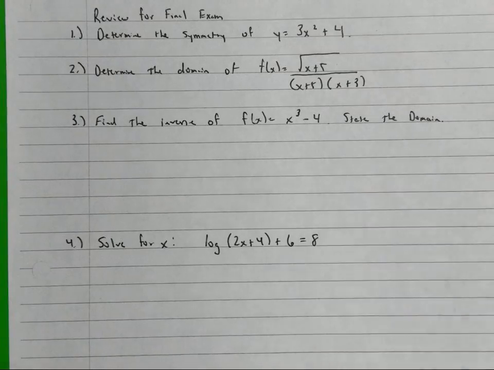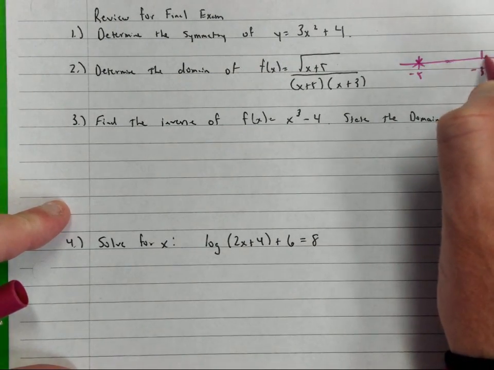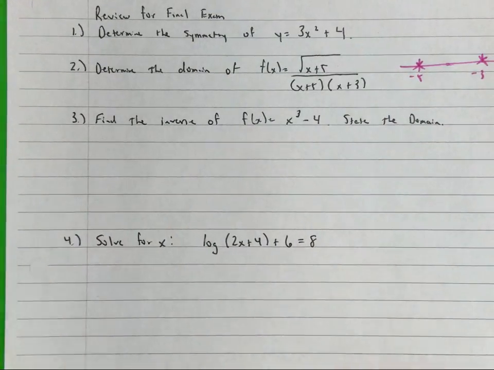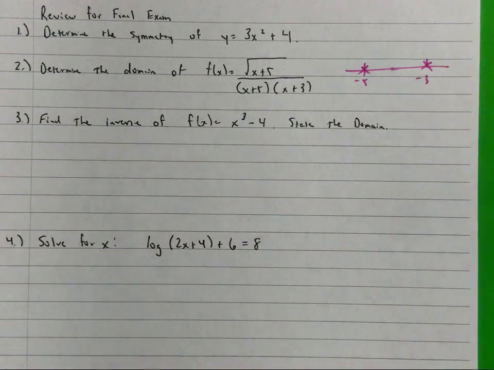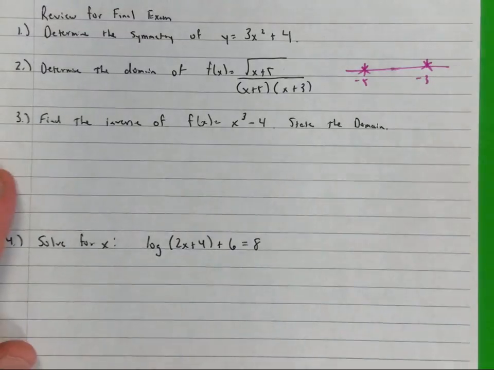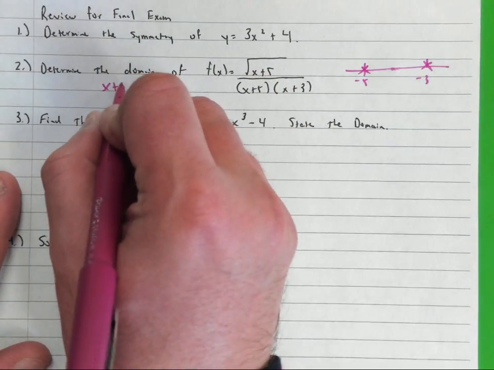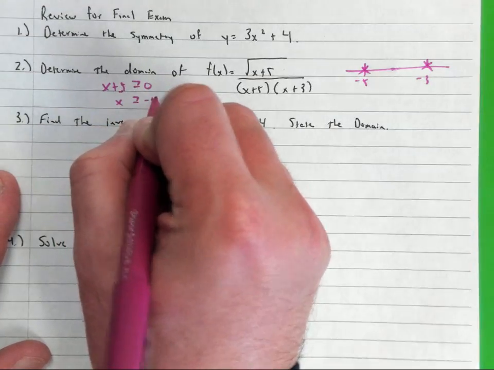So the two numbers that cannot go in there are negative 5, I'm going to put an X there, and negative 3. Okay? Now, do I need to worry about the numerator in this case? Yes, there's a radical in there, okay? So, I'm going to say what's under the radical is greater than or equal to 0. And that gives me x is greater than or equal to negative 5.